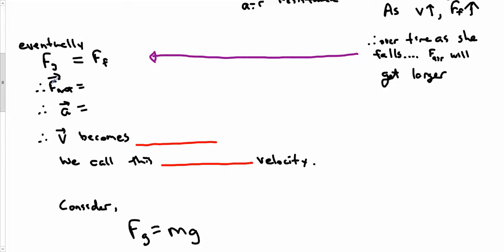And the net force acting on her will become 0. And if there's no net force acting on her, the acceleration will become 0. And v will become constant. If there's no acceleration, v is a constant, and we call this terminal velocity. In English, that's the expression.